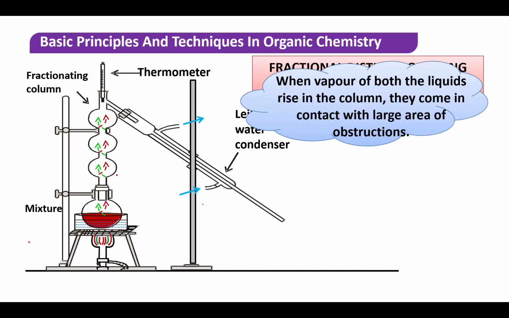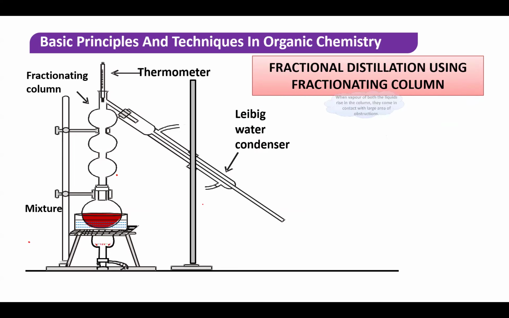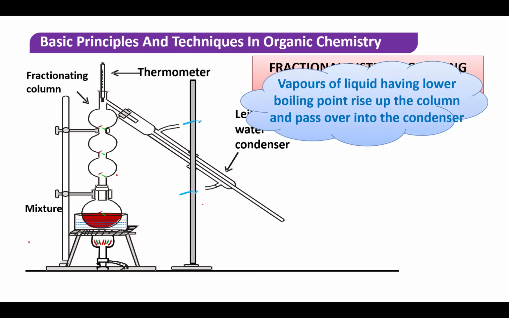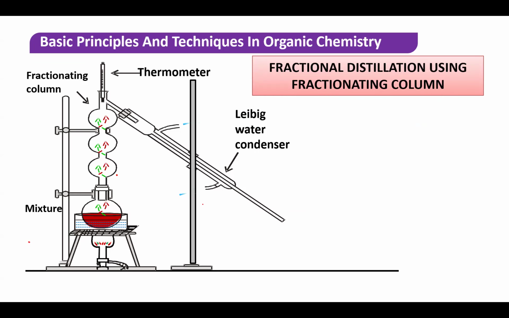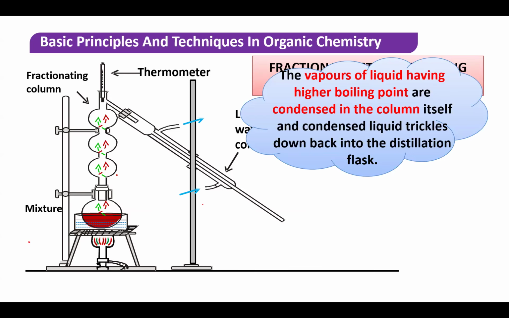Now look here. When both the vapors rise in the column, they come in contact with a large area of obstruction. Vapors of the liquid having the lower boiling point will rise up in the column and pass over into the condenser. Then it will condense. If the vapors of the liquid having the higher boiling point are condensed in the column itself, the condensed liquid trickles back down.